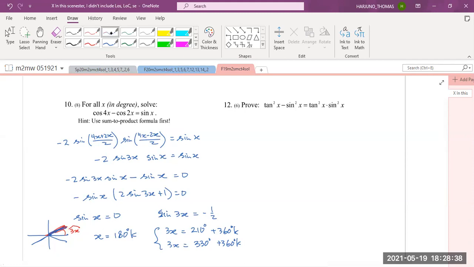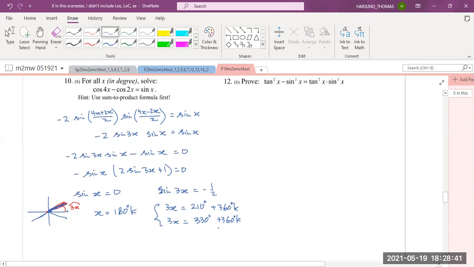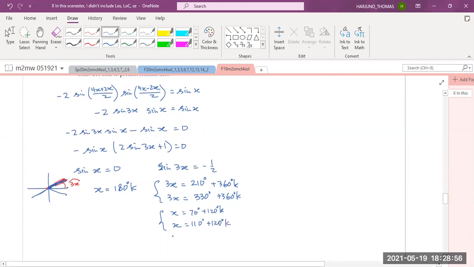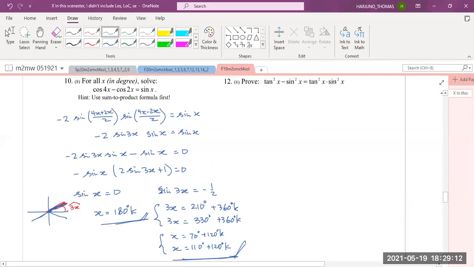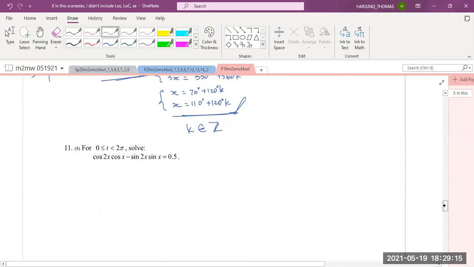Okay, now of course we are not done yet. We still need to go on further solving for x. Right, so x will be 70 degrees plus 120 degrees K, or x equals 110 degrees plus 120 degrees K, for K any integer. That's for this number 10. Oh, hold on. Do I have number 11 here? Okay.